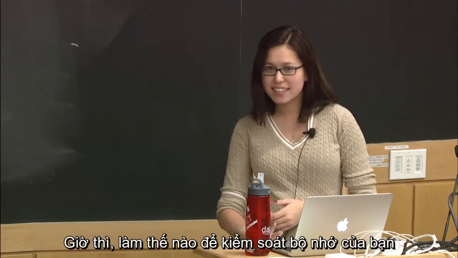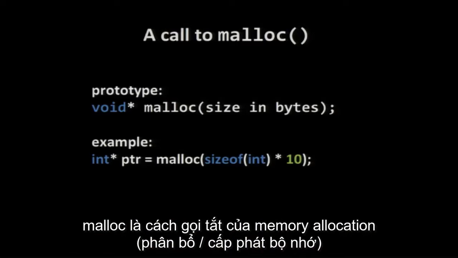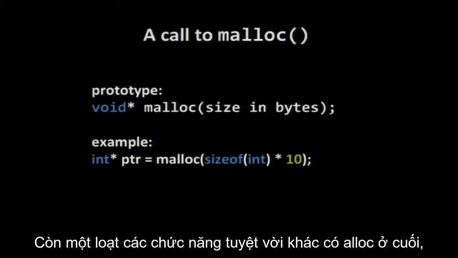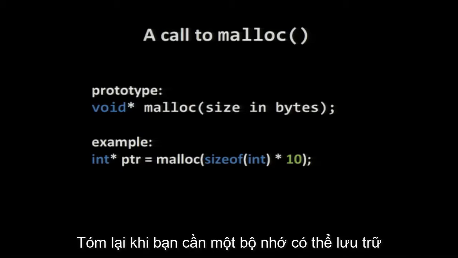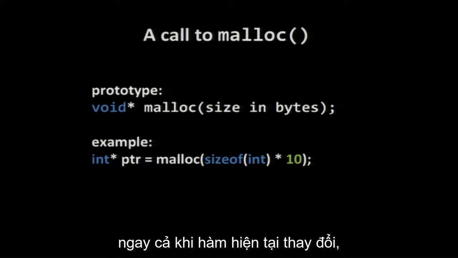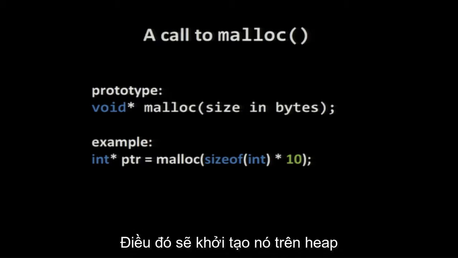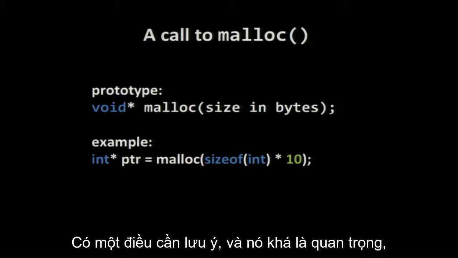Cool. So with that, how to control your memory with malloc, you're going to get to use it. It's just short for memory allocation. That's all it is. There's a bunch of other cool functions that have alloc at the end, and they stand for different things. So when you need storage that needs to outlast your current function, so that when your current function runs away, you still have the data that you got from it, you want to use malloc. That'll initialize it on the heap. And like I said, and keep saying, it'll keep it there until you tell it otherwise, which is the important thing here.